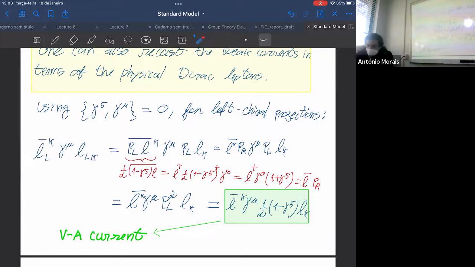So I'm just writing the same thing. Now you expand the bar one that you have, and barring it is the same as L bar PR, or PR on the other side, because you are commuting. The chiral projector is one half of 1 minus gamma 5, but when you pass over gamma mu, you are putting a plus sign there. That's why it goes to the right-handed chiral projector.